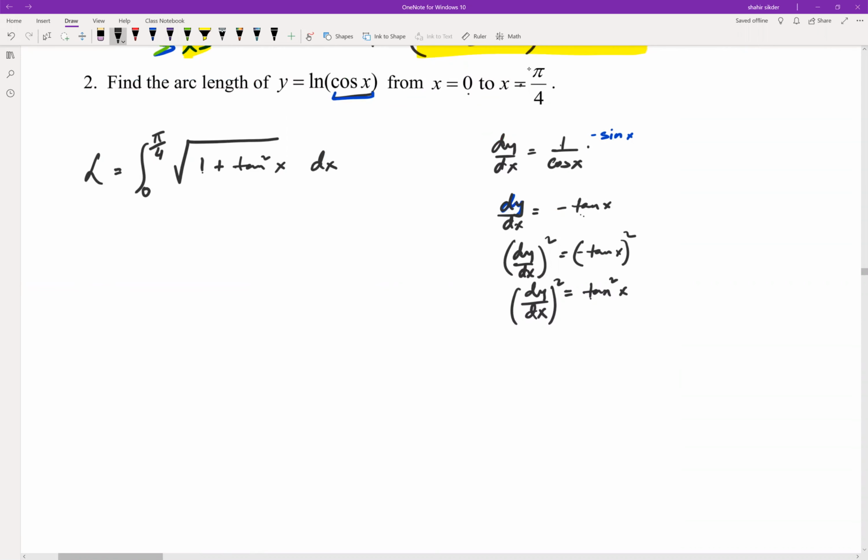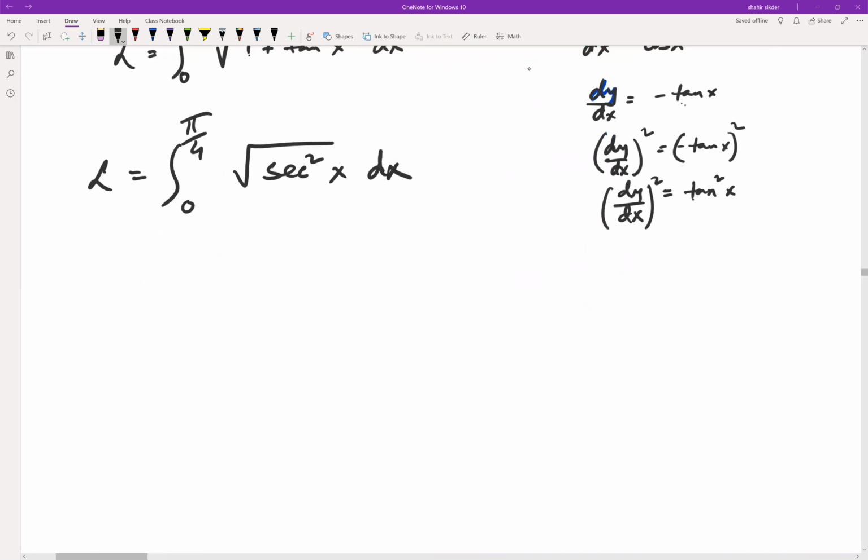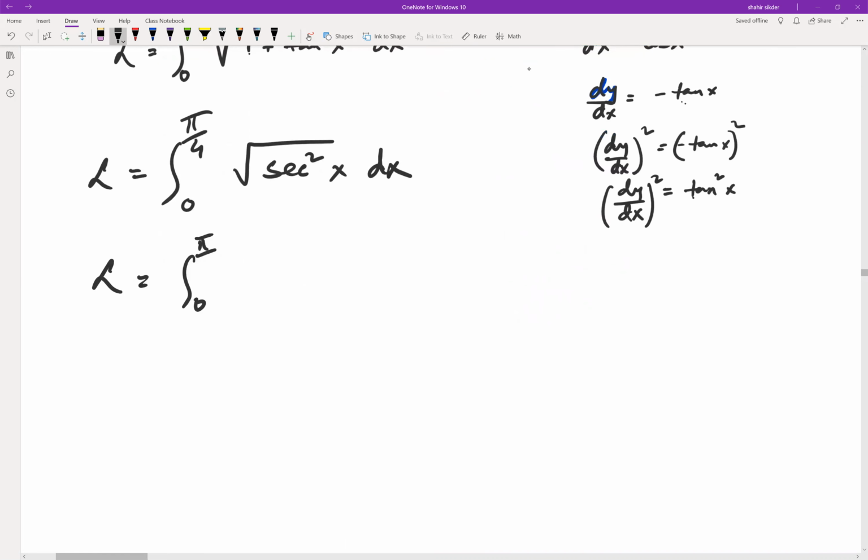I have no idea how to solve this problem, but that's where our Pythagorean identity is going to help us. Recall 1 plus tangent squared, or tangent squared plus 1, is the same thing with the help of the Pythagorean identity. That's why we need to have our Pythagorean identities down. This is nothing but secant squared. And the square root and the squared, that's even better, turns to just secant x dx.